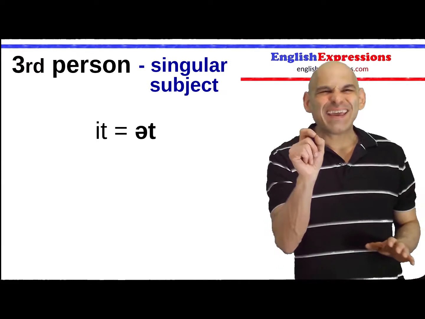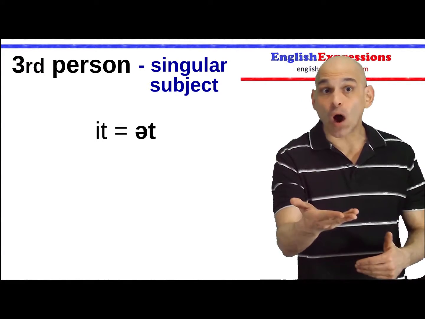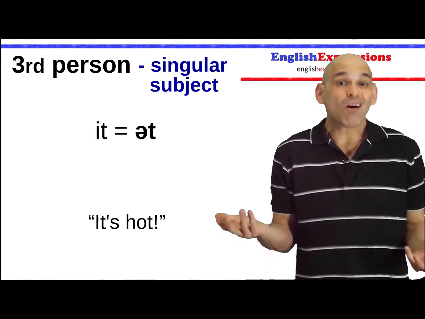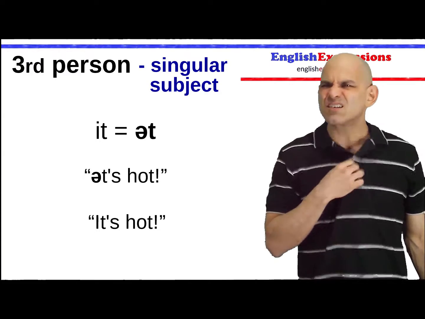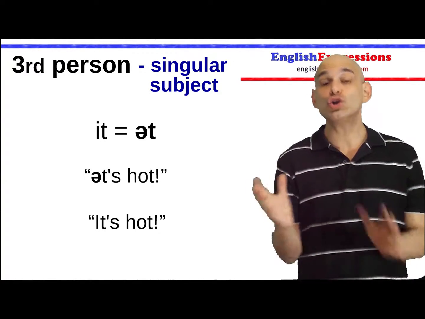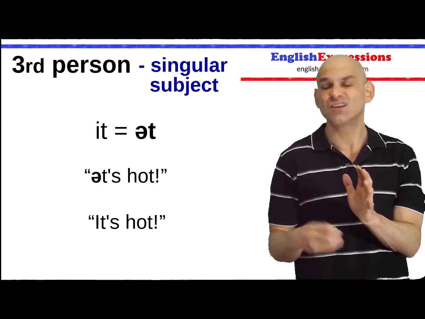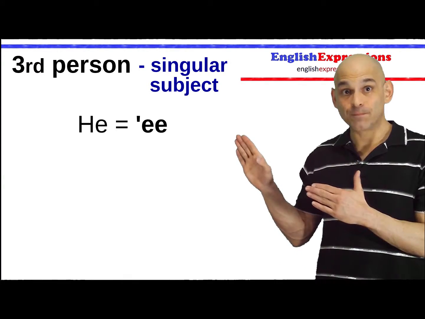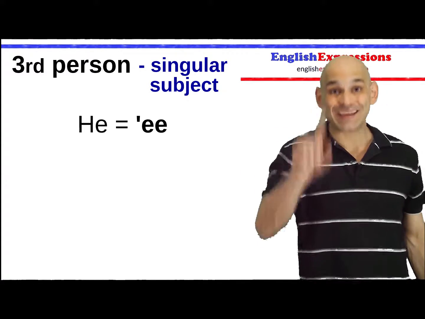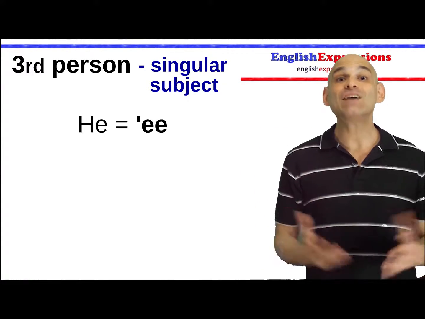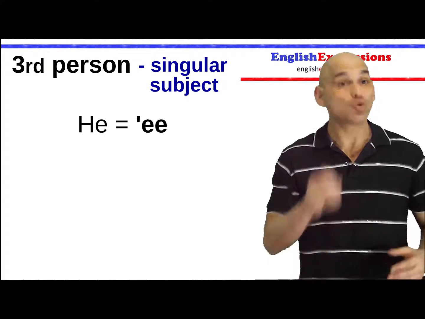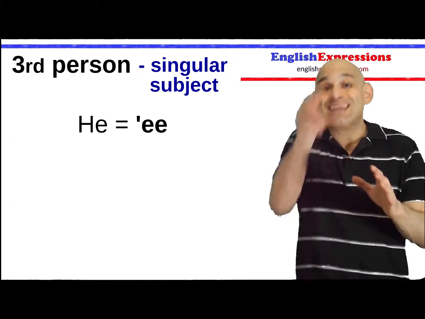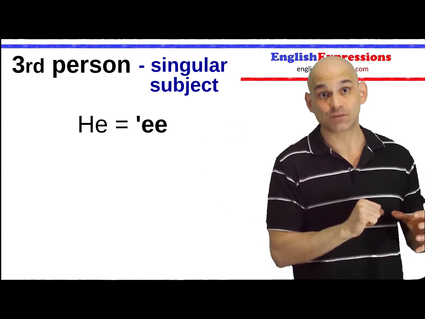For it, most of the time we just say it. But sometimes it's such a short word, you could use schwa. So you could say, oh, it's hot. Or you could say, oh, it's hot. So you could use schwa instead of it. Oh, it's nice outside. Okay, we also have he. Now, he starts with an H. And many times in English, we drop the H. We don't pronounce it. But we only drop the H if it's in the middle of a sentence.